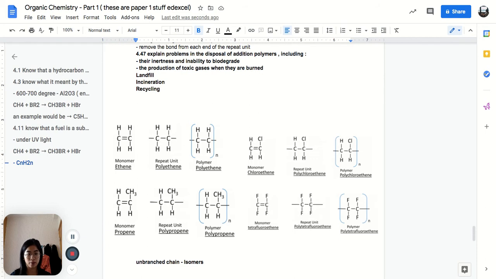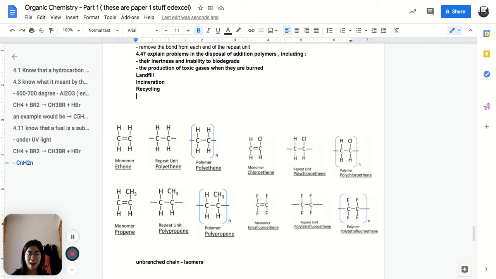Then you will draw a bracket around it and an N. If it's a repeat unit, you don't draw a bracket, guys. Don't draw a bracket and don't draw an N. You basically just break that double bond, and that's basically what repeat unit means, guys.